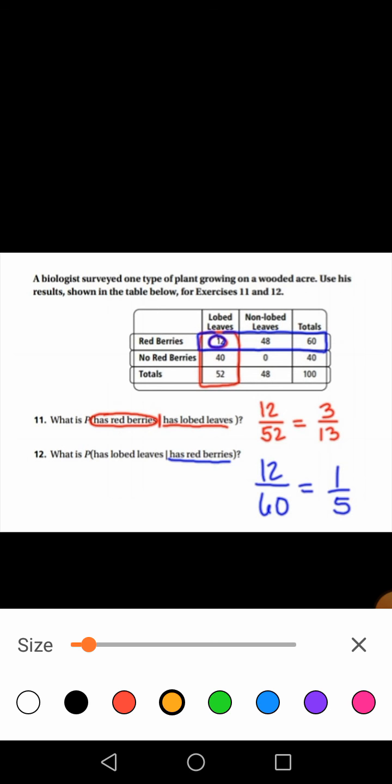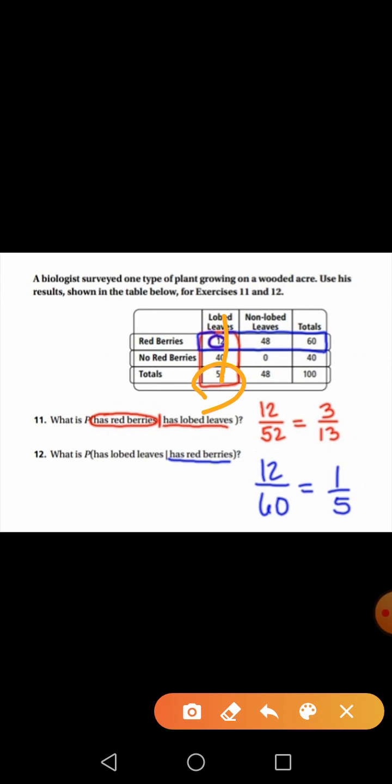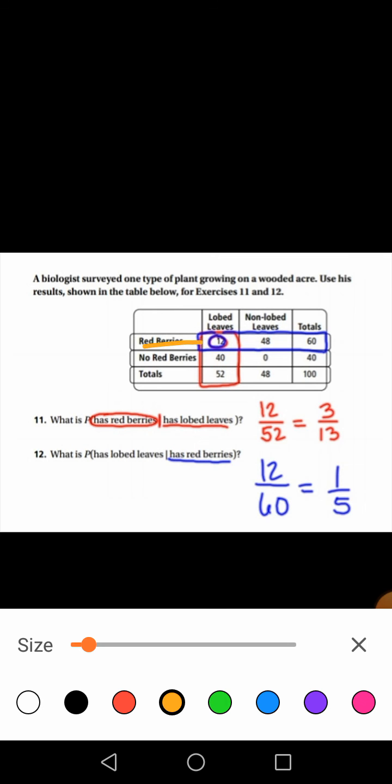Okay, for the last question here, I hope you can solve it very well. Look at the question, 11 and 12. He gives me the rule. I will not think about which one is the total, which one is the numerator, the event. So what is the probability of has red berries given has lobed leaves? The total will be has lobed leaves. Where are lobed leaves here? 52. So the denominator here is 52. Where is the numerator, has red berries? I will see the common between red berries and lobed leaves. It will be 12.